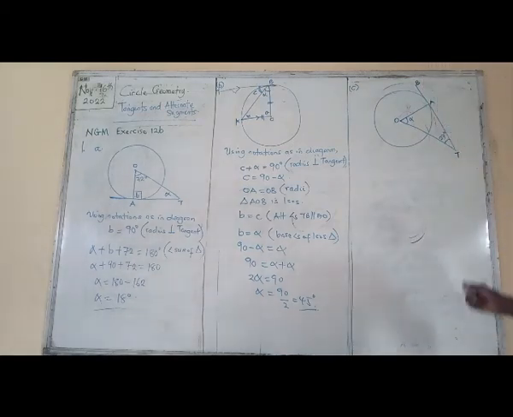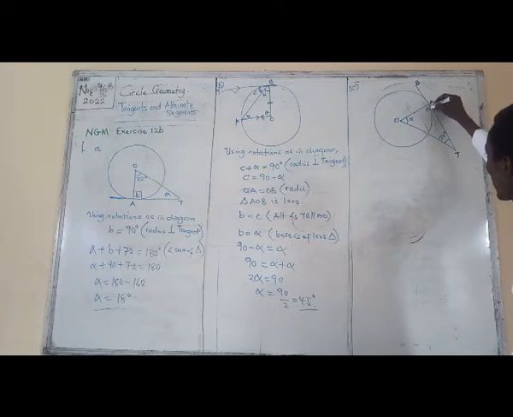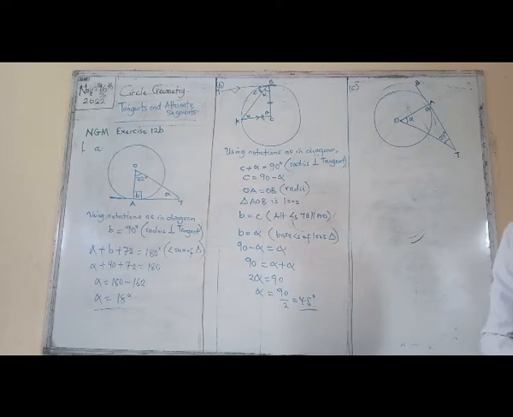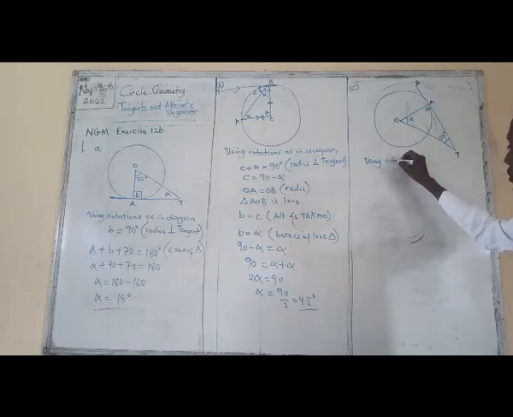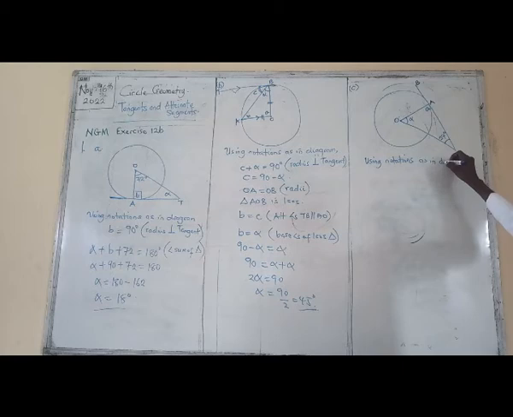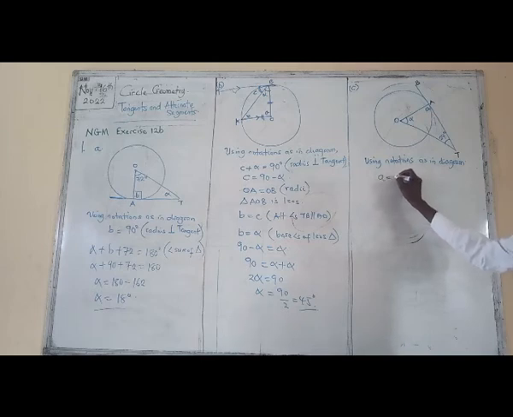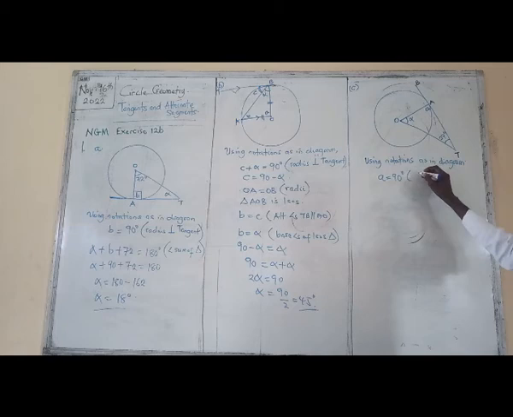Okay, so we look at this one. This is also very easy. I'm going to call here A. And I think we just had lecture. We would be good in solving this. So I'll say using notations as in diagram. So if I say that, it means that A must be equal to 90 degrees. The reason is what? Radius perpendicular to tangent.